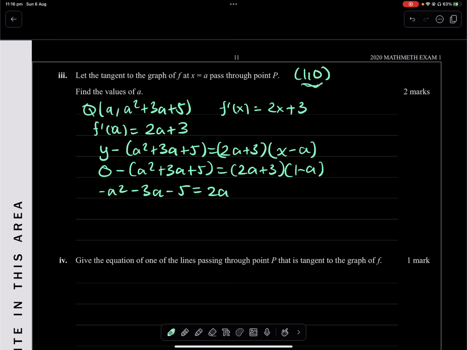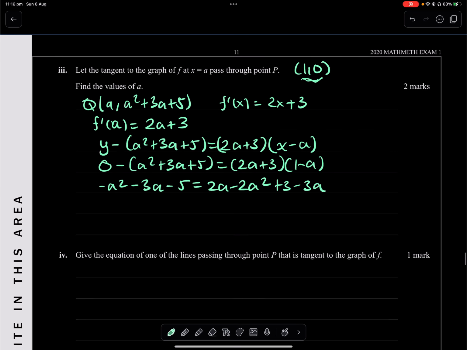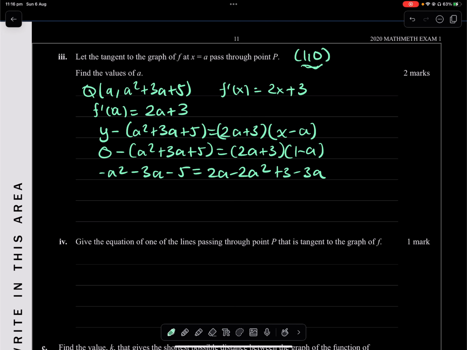equals 2a minus 2a squared plus 3 minus 3a. This will be a squared if I bring that 2 in the front. So these cancel out, and these also cancel out. If I bring that 2a over, it'll be negative 2a over here, and negative 5 minus 3 equals 0.